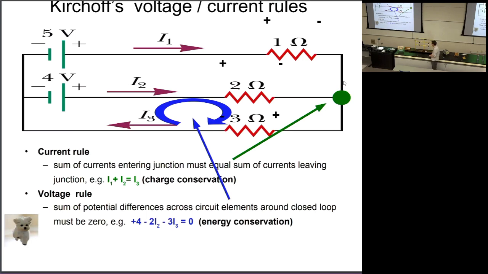And so those are the 2 rules. We applied the current rule to one node. We applied the voltage rule to one loop. And in each case, we made an equation that contained the unknown currents in the circuit. If we had applied the voltage rule to another loop, and there's 2 other loops here, we could make a 3rd equation, and then you've got this mathematical problem of 3 equations, 3 unknowns. You can figure out what the currents are. So that's the basic idea. And we will do that, but I wanted to stress a couple of points.